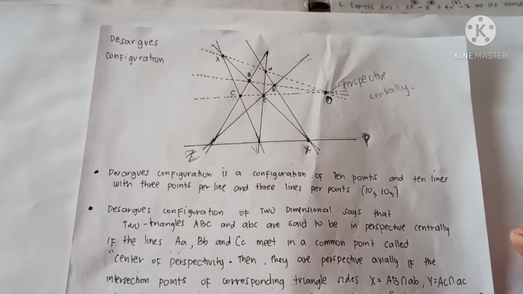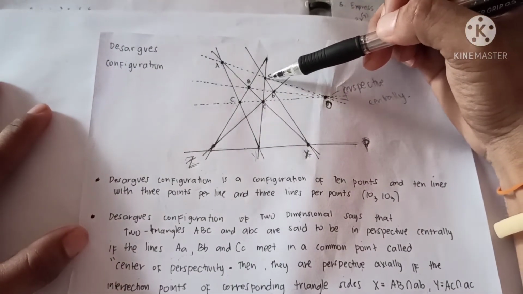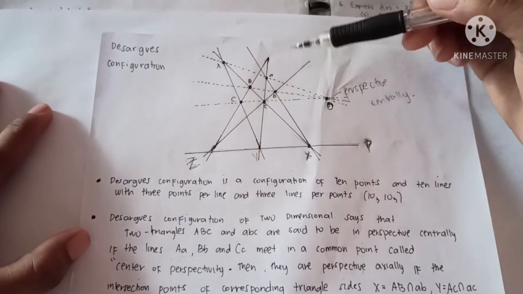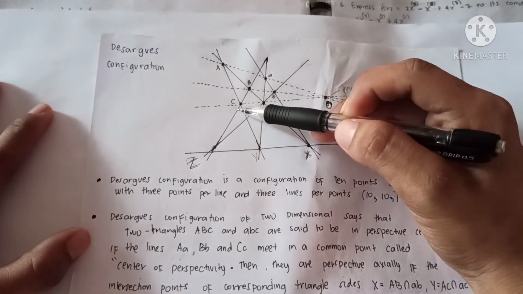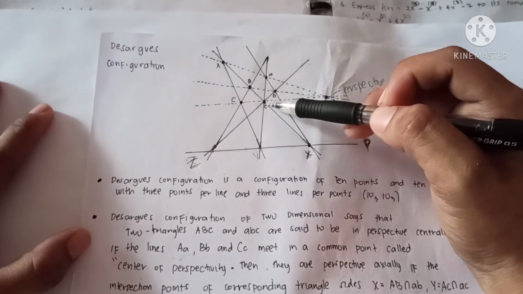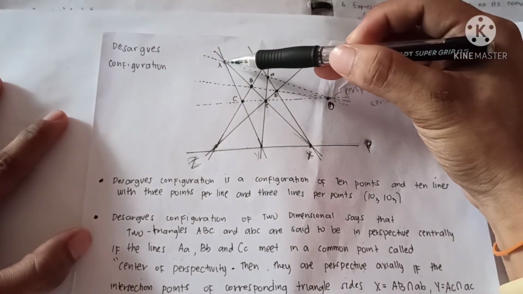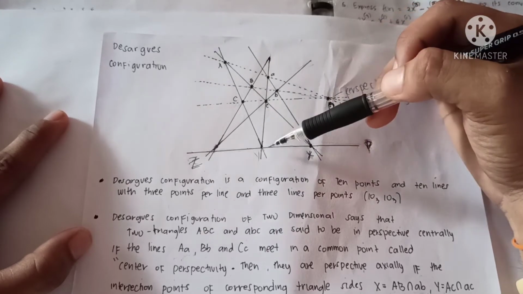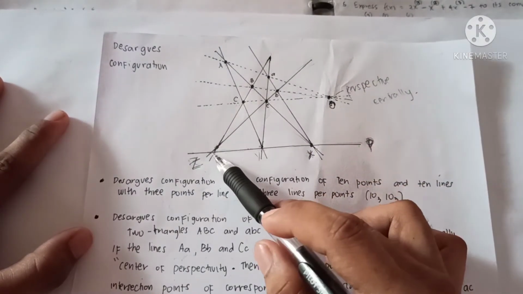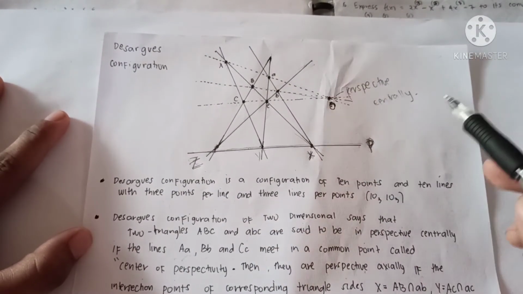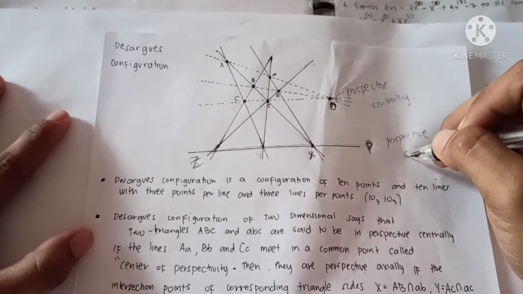Then it is perspective axially since sides large AB and small ab lie on a line P, and large B, large C sides and small c, small b sides lie on a line P, and also large A and large C sides and also small a, small c sides lie on a line P. So this is called perspective axially.